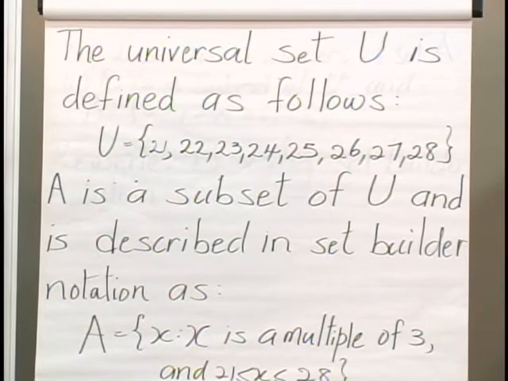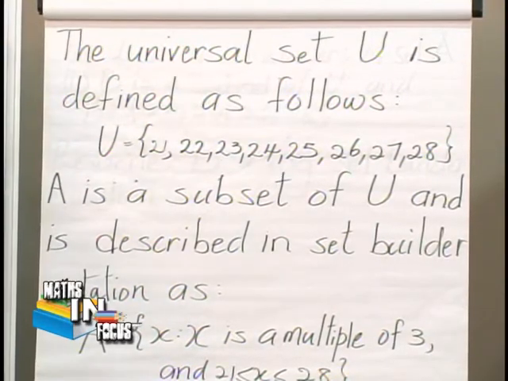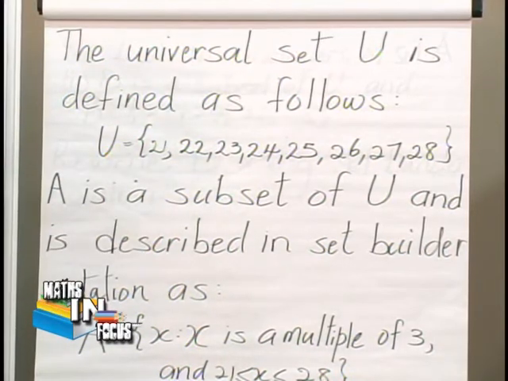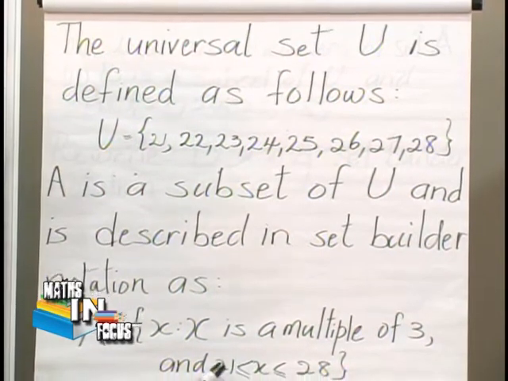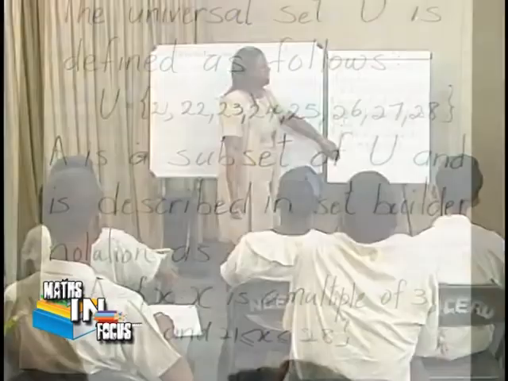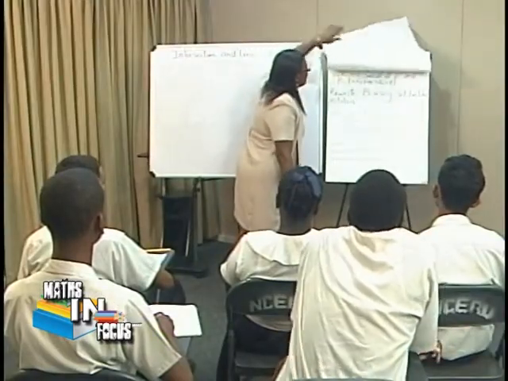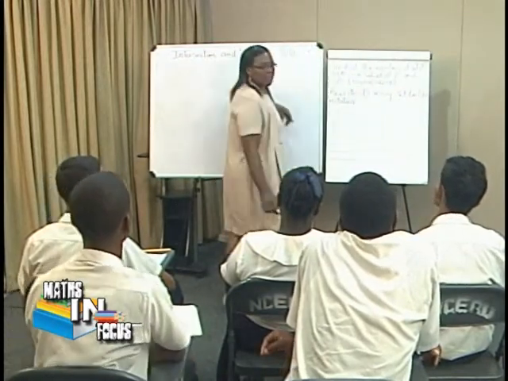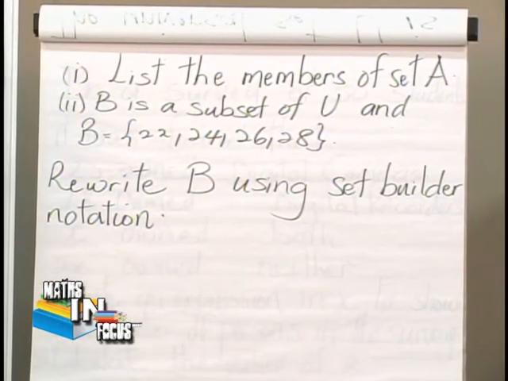If we divide 22 by 3, it will go 7 times with a remainder of 1. So we're looking for a termination when our division is done. Good. So we're looking for all the numbers that 3 can divide without leaving a remainder that are found in here. Also, the numbers are from 21 to 28. Now let's find out what the question is really asking us. The first part says, list the members of set A. So we're listing now. Good.